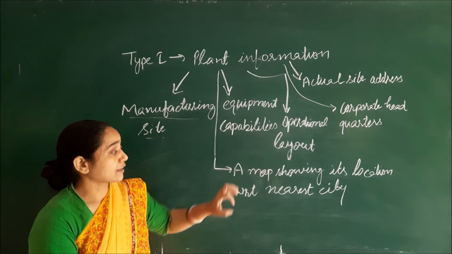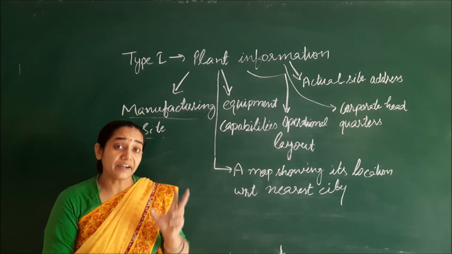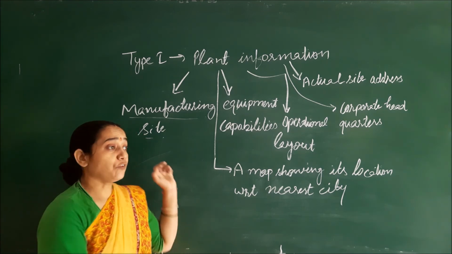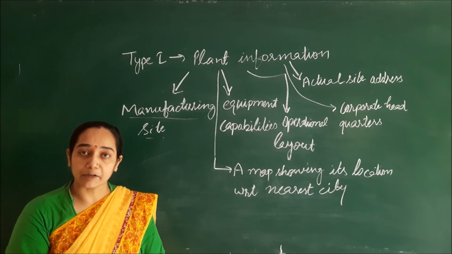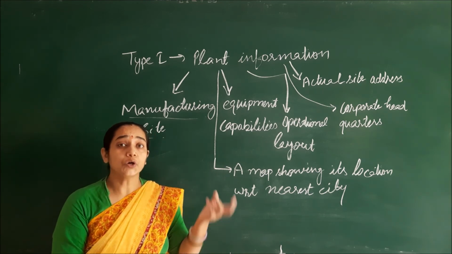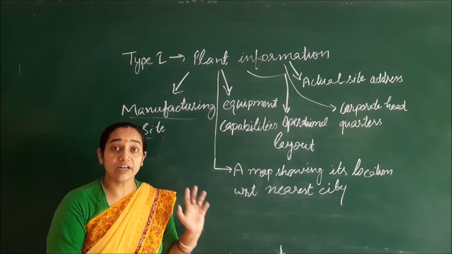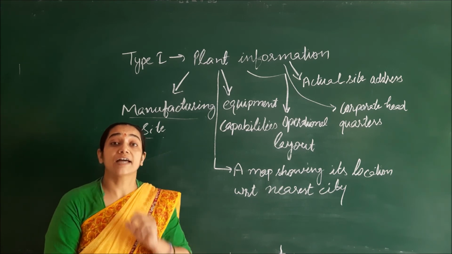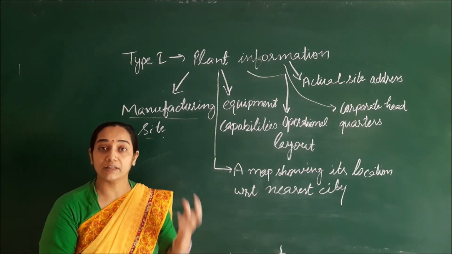Then, where are the corporate heads? It is not necessary that a pharmaceutical firm where the manufacturing is going on will have its corporate office at that place. You also know that various manufacturing plants are in Baddi in Himachal, but their corporate heads are located either in Bangalore, Ahmedabad, Bombay, or Delhi.